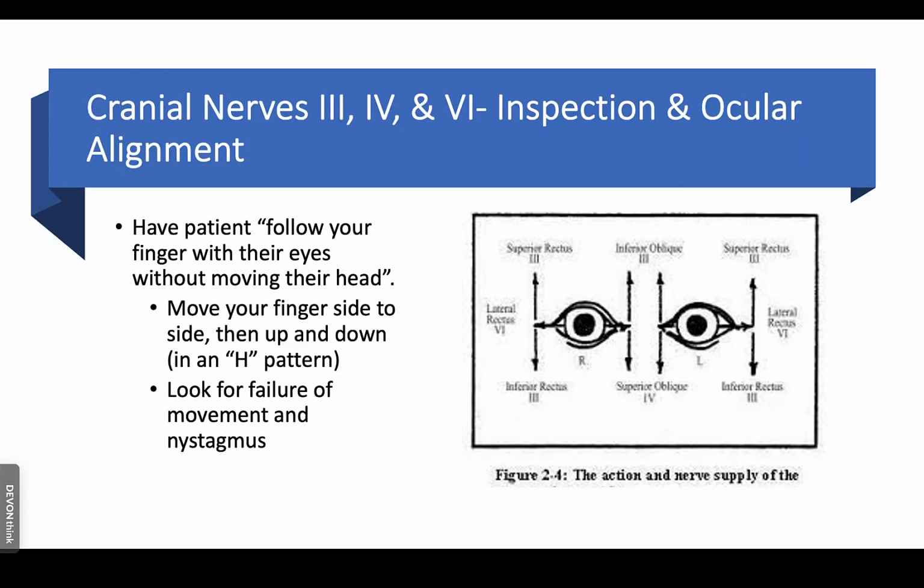Cranial nerves 3, 4, and 6 are often done together. So use inspection and then ocular alignment with this. So have the patient follow your fingers with their eyes. And again, I have a video on how you test all the cranial nerves in the course, so that would be easier than me just explaining it to you. Side to side, up and down in an H pattern, and then look for failure of movements.